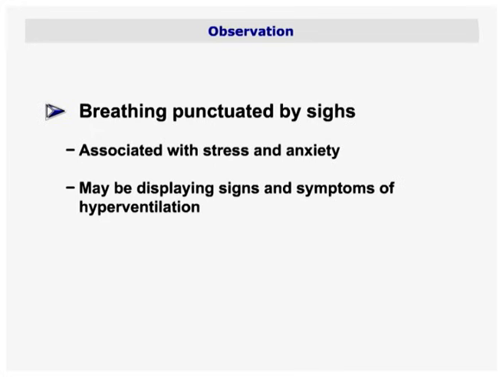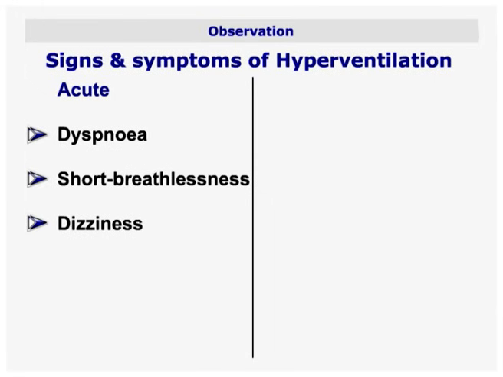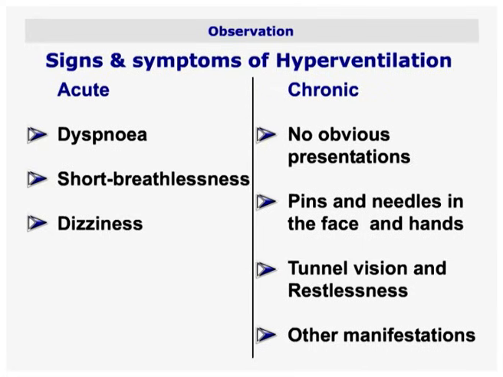A breathing pattern which is punctuated by frequent sighs is often associated with states of stress and anxiety, and the patient may be displaying signs and symptoms of hyperventilation. They may complain of dyspnea, shortness of breath, and dizziness. Chronic hyperventilation may not have obvious presentations, but in acute hyperventilation, the patient may report pins and needles in the face and hands, tunnel vision, and may appear restless. There are many other immediate and long-term manifestations in this often underdiagnosed state.